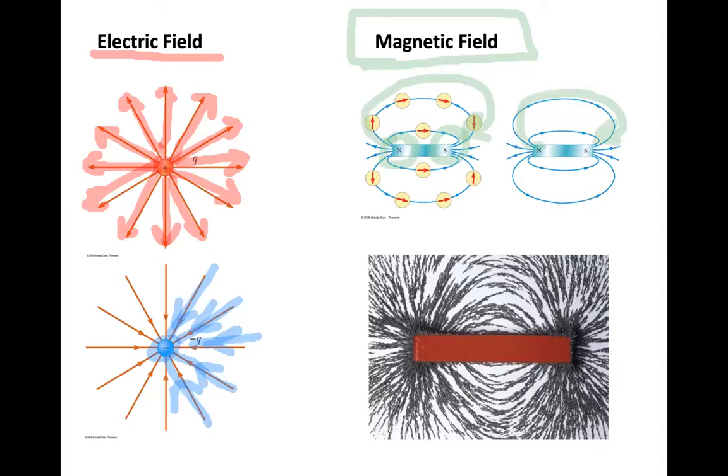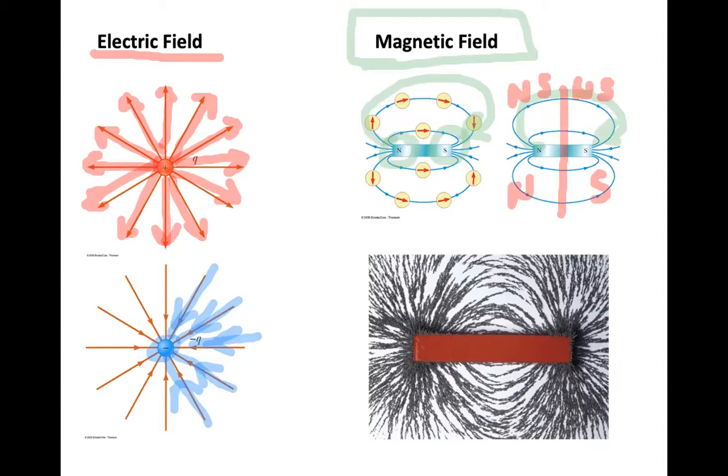Now, the funny thing about magnets is if I cut a magnet in half, so let's say I take this magnet and I cut it in half, I'm not left with a north half and a south half. That's not how it works. I'm now left with two small magnets, each with north and south.